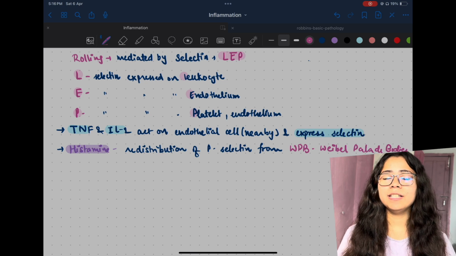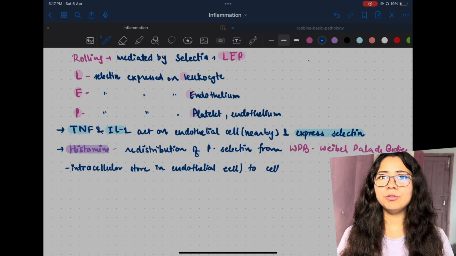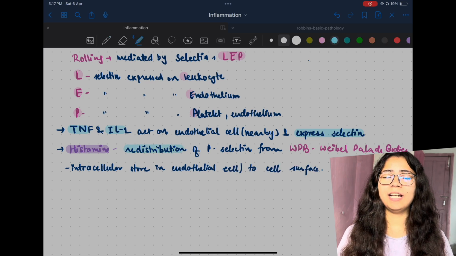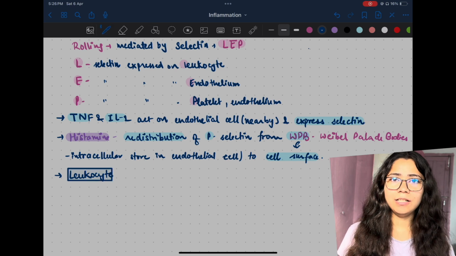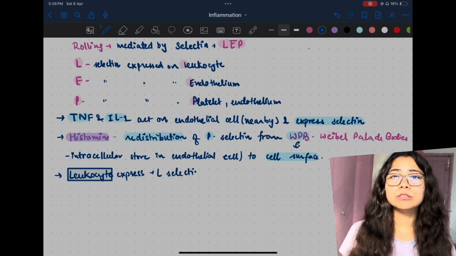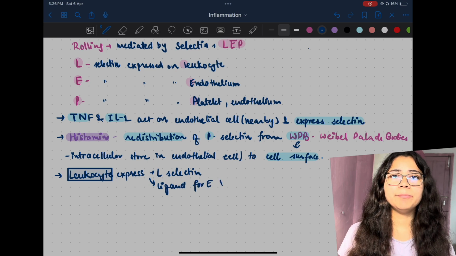It is then stored inside the endothelial cell and moved to the cell surface. So it is like taking out P-selectin from its store and distributing it to the surface. Leukocytes have L-selectin, L for L, so they express it, and also have ligands for the other two, that is E and P-selectin.